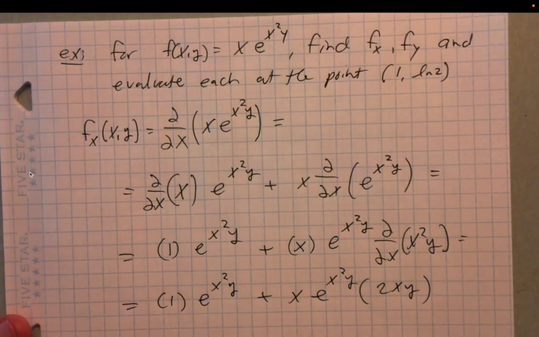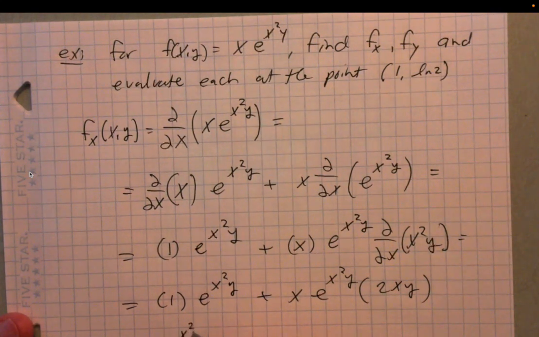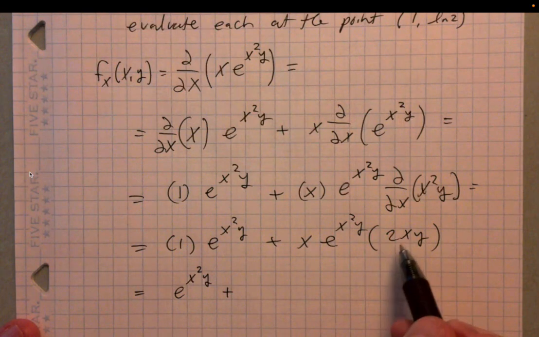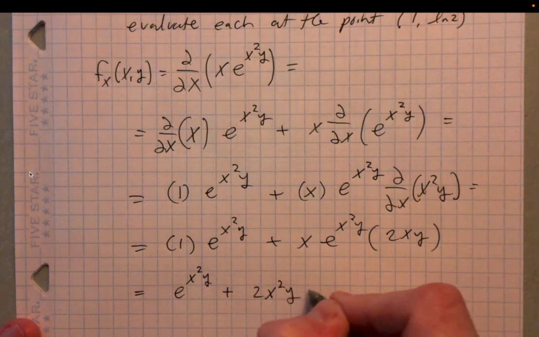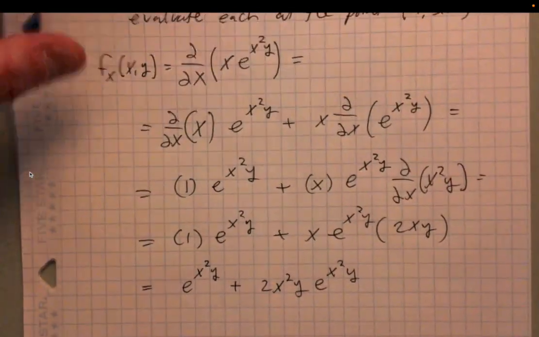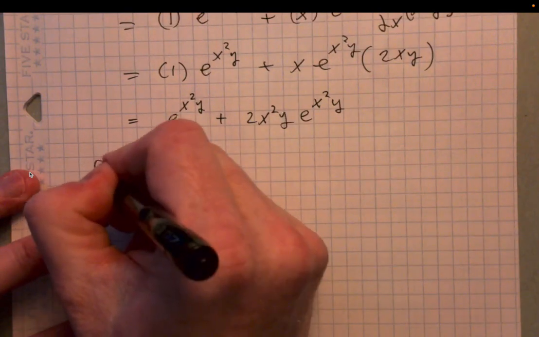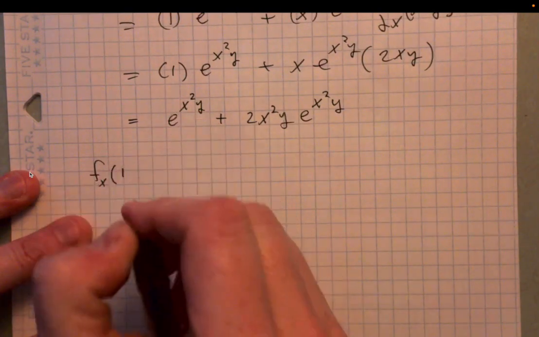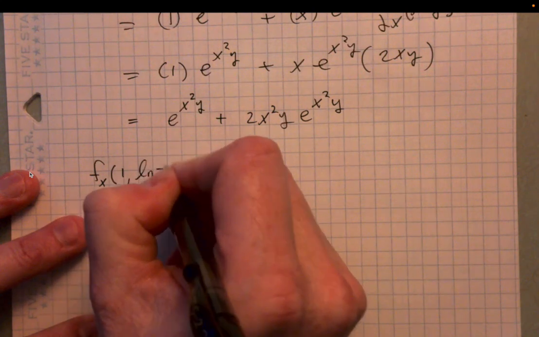Okay. And so, cleaning everything up, the derivative here would be e raised to the x²y power plus, now what's going on here? We've got 2x²y times e^(x²y). Okay. And so this would be the partial derivative of f with respect to x. Now, can we evaluate this at the point (1, ln 2)? Sure. So f_x evaluated at (1, ln 2).